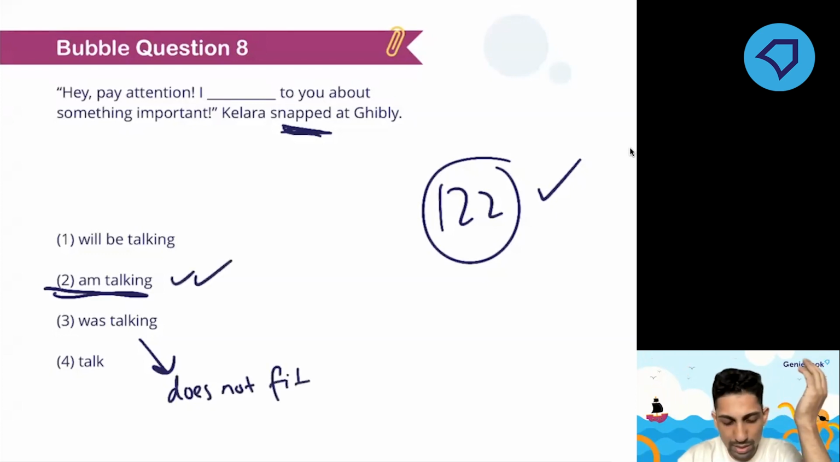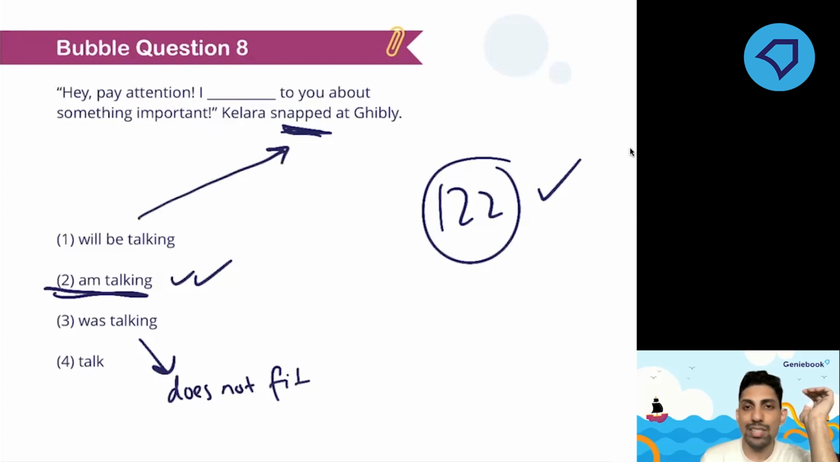All right. And see, the will be talking doesn't match because of snapped. Okay, snapped shows some kind of urgency and annoyance. So it doesn't fit so well.